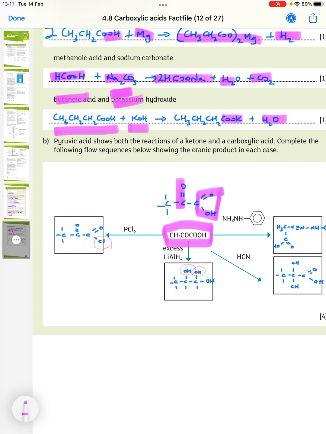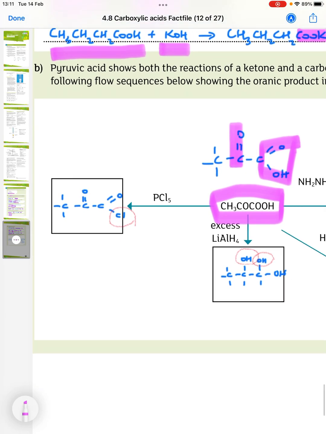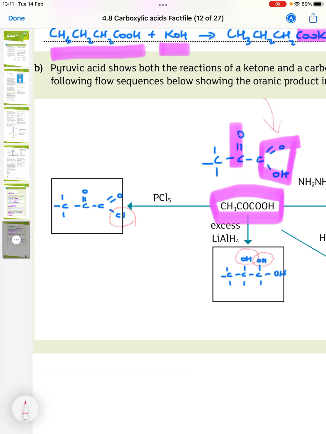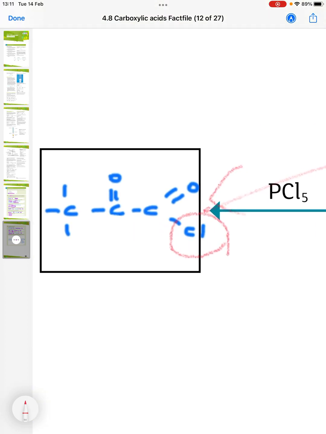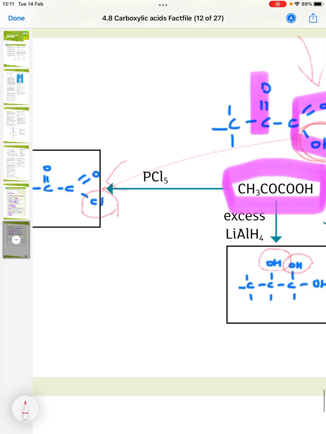So it says complete the following flow sequences below showing the organic product in each case. So the first one with PCl5, that's going to react with the acid group here, and that means we're substituting this OH group for this Cl. So there's your product there. Okay, so the OH in the acid group has been changed for a Cl.